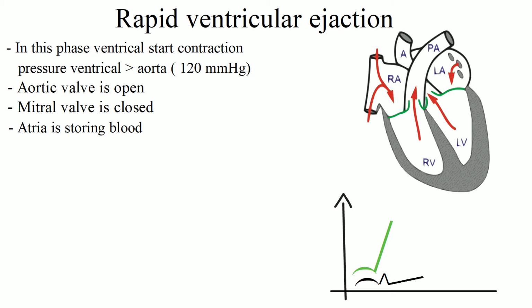And on the other hand, you can see there is a small rise in the atrial pressure, which is due to blood which is coming into the atrium from the lungs. Now our next phase is slow ventricular ejection phase.